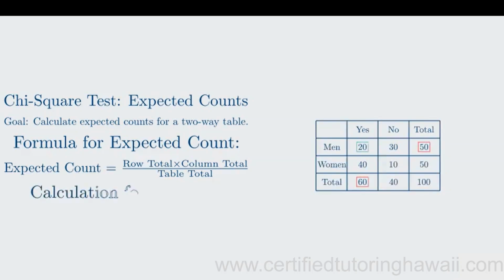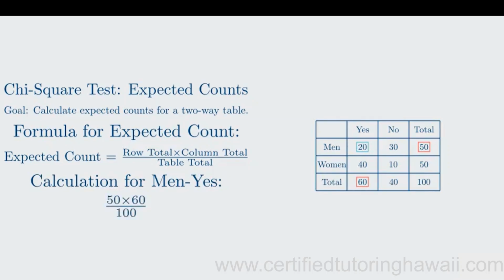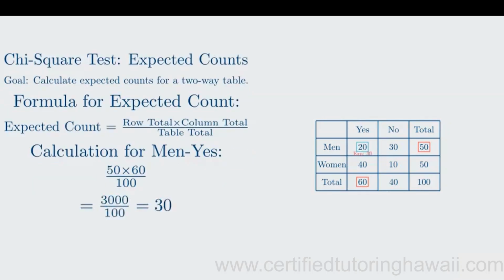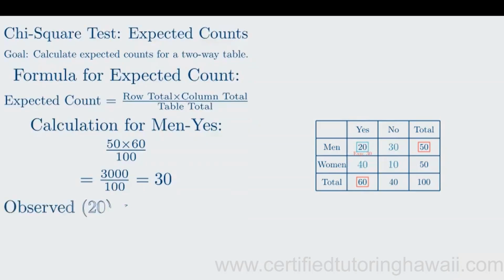To find the expected count for men who said yes, we look at the row total for men, which is 50, and the column total for yes, which is 60. The calculation is 50 times 60 divided by 100. Multiplying 50 by 60 gives us 3,000. Dividing by the table total of 100 gives us an expected count of 30. Notice that while the observed count was 20, the expected count is 30. This difference is what our test will eventually measure. We repeat this for every single cell in the table.